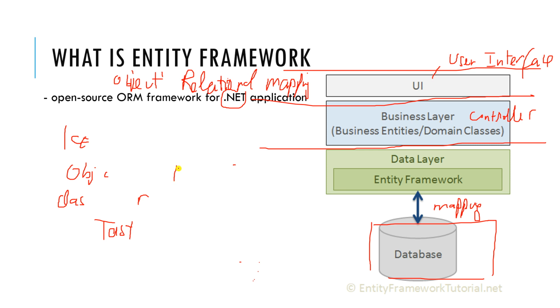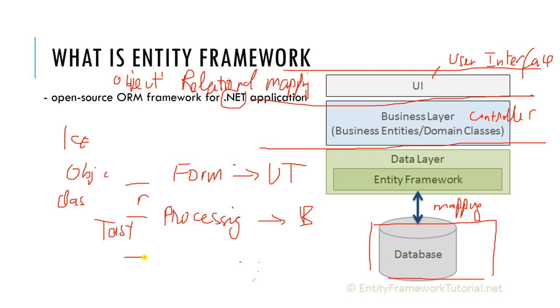The form depends on the UI layer. Processing tasks depends on the business layer, or controller, and finally the model, or class, the object that's related to the database, depends on the last layer. So now when you write code in C# or .NET Framework, you must divide your program into three layers like this.